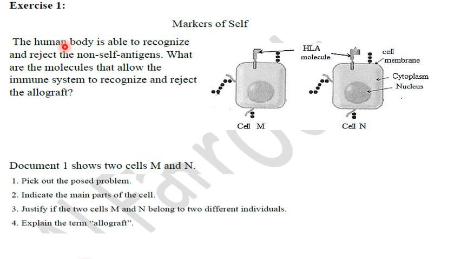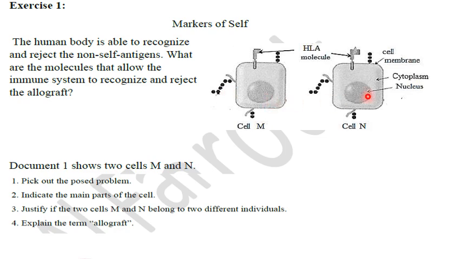Good morning, everyone. In this video, we're going to solve exercises 1 and 2 from the immunology booklet, page 19. Exercise 1. Markers of self. The human body is able to recognize and reject the non-self antigens. What are the molecules that allow the immune system to recognize and reject the allograft?